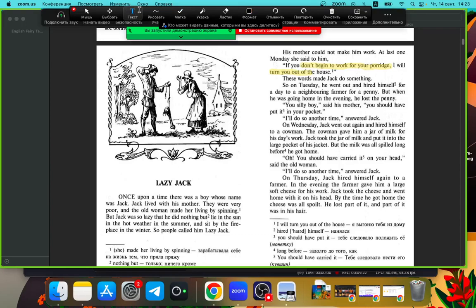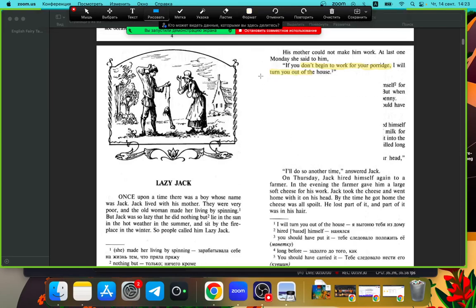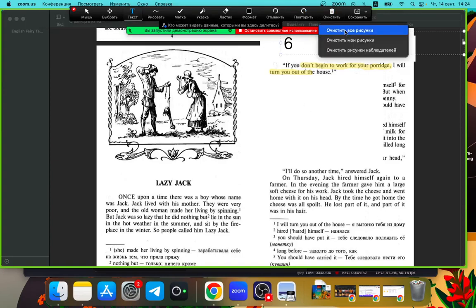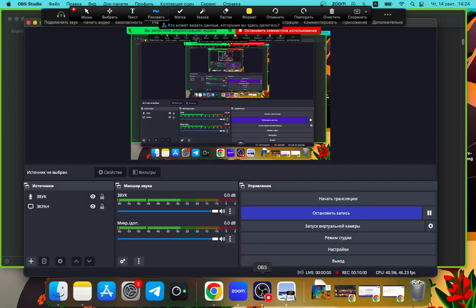If you don't begin to study well and to be a very good student, I'll turn you out of the classroom. That is something that you have to write down in your treasure chest, and we'll put it, let me think, not the storytelling, actions and motions, okay? It will be in number 6. Movements, motion, and actions. If you don't begin to work for your porridge, I'll turn you out of the house. And you can draw some pictures. For example, you'll get out of the house. That will be very serious. Let's go on. Let me see whether the video is working.